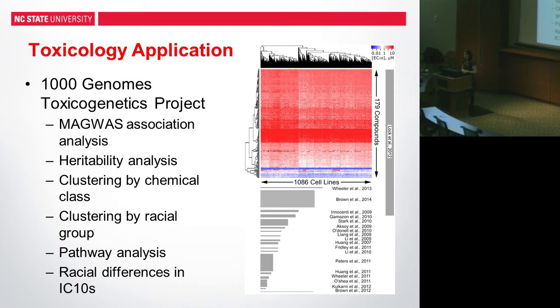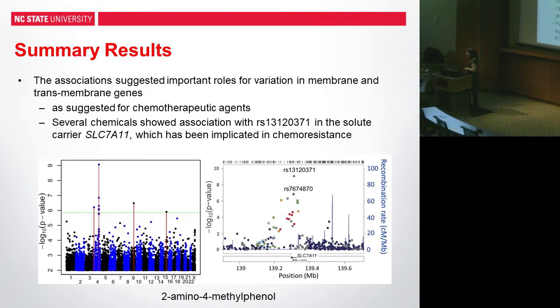There were a large number of these chemicals that had heritabilities over 30%, and up to, I think, 55%. We also looked at clustering by racial groups. We performed pathway analyses, etc. We demonstrated racial differences, in this case using IC10s, as your point of departure instead of the mid-range point. And like I said, I'm just going to breeze through the results a little bit here. This paper is out. Fred Wright is the first author.